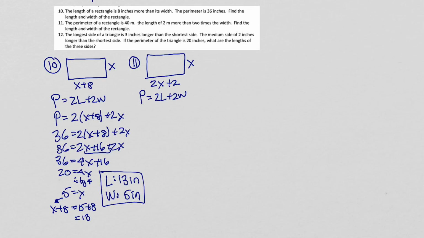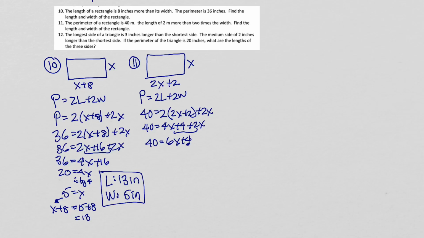And now we're given that the perimeter is 40. So we're going to get 40 is equal to 2 times the length, but the length is 2x plus 2, plus 2 times the width, and the width is just x. So we are going to get 40 equals, multiply through, 4x plus 4 plus 2x. We can add those. So we'll get 40 equals 6x plus 4.